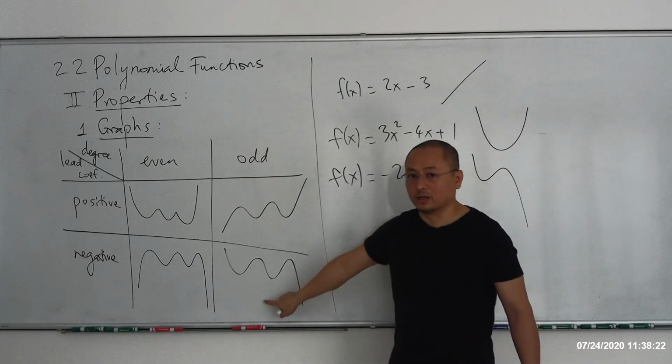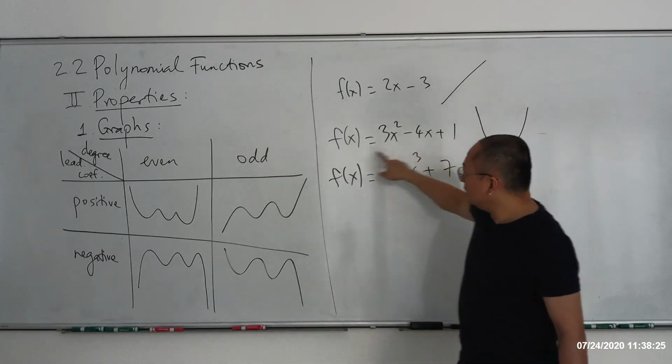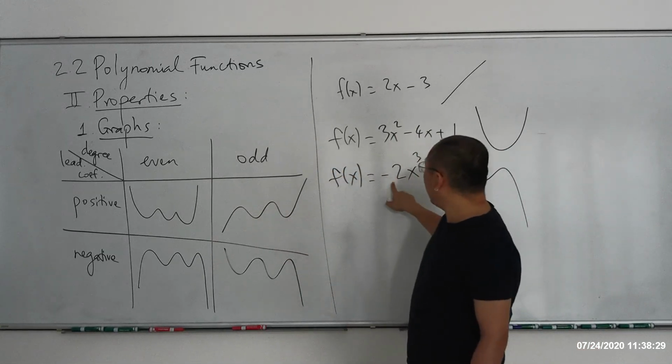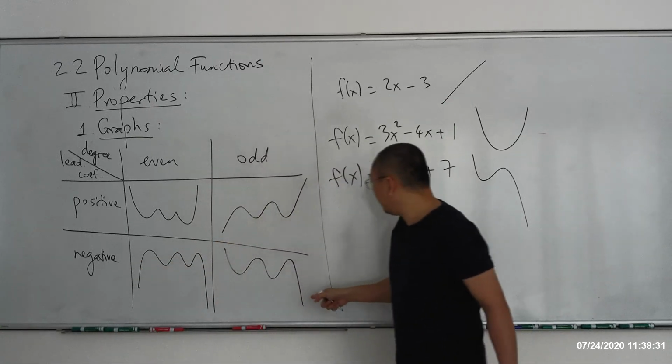Okay, this case right here. Odd degree, the graph looks like up and this way and that way. Negative leading coefficient, graph tends to go down. Oh, it's going to be like this.